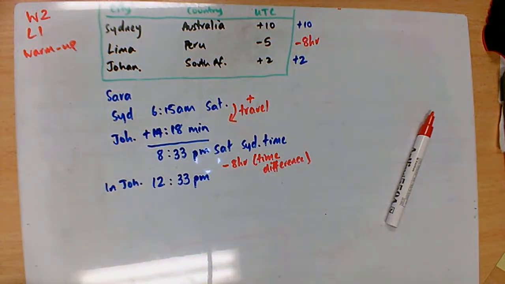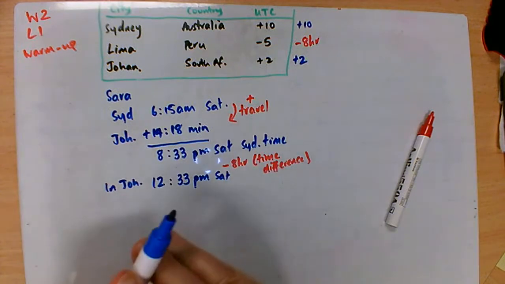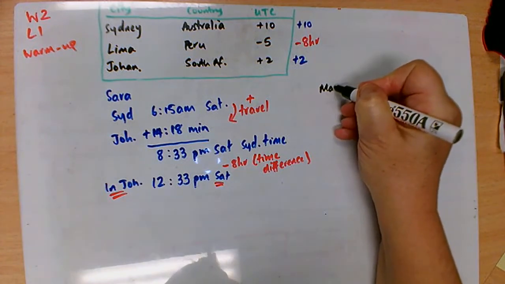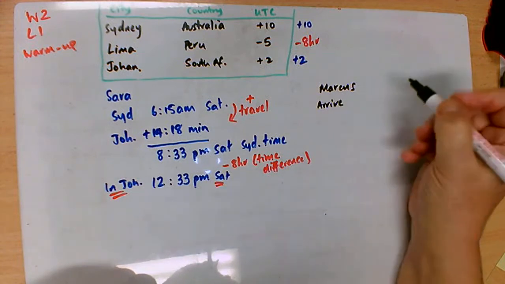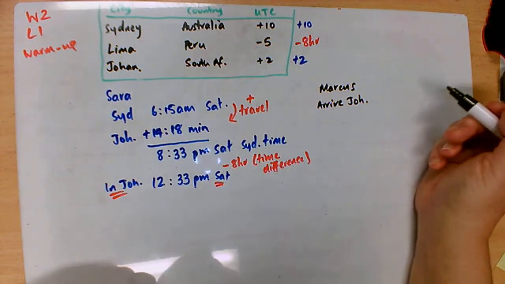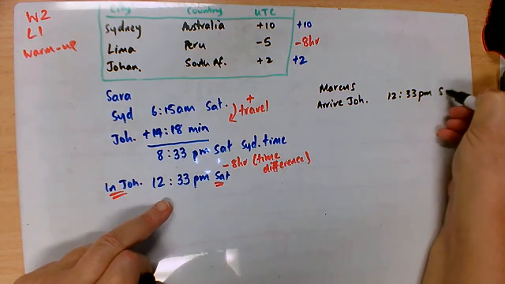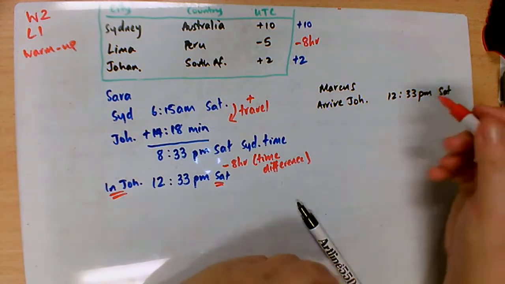Alright, now we haven't quite answered the question yet. So it is 12:33 p.m. on Saturday in Johannesburg. Okay, now the next part of the question is saying her friend Marcus. So let's change colour for Marcus. Make sure you can see that on the board. Okay, so we've got Marcus now, and he arrives in Johannesburg at the same time on the flight that took. So he arrives in Johannesburg at 12:33 p.m. on Saturday. Okay, now the flight took, now this is past tense, it took 18 hours and 15 minutes.